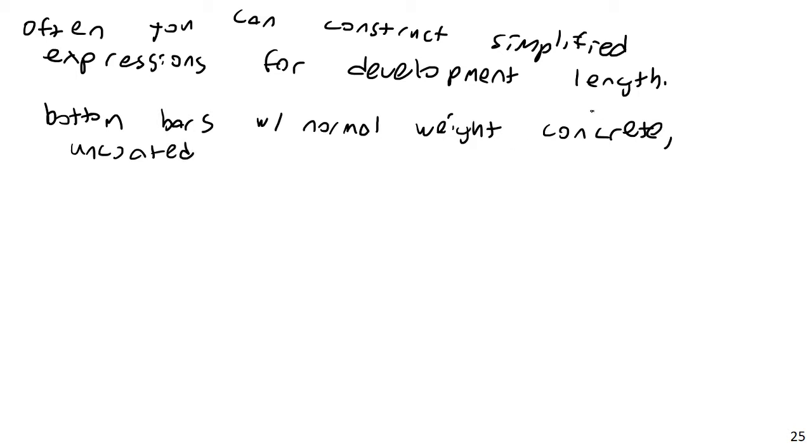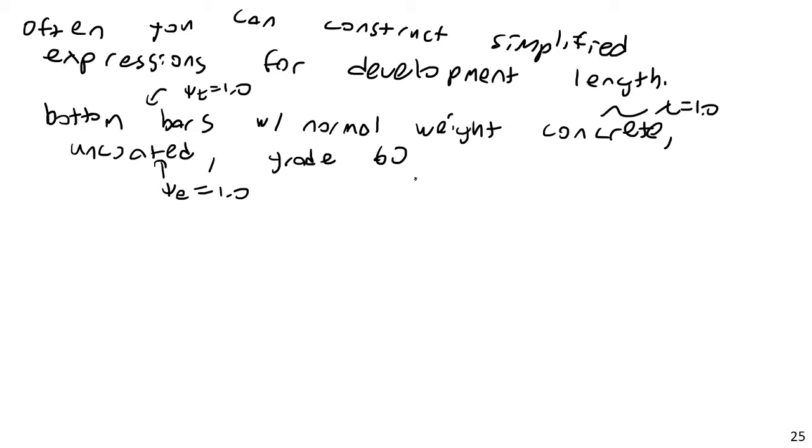So basically normal weight concrete means that lambda is equal to 1. Uncoated means psi e is equal to 1.0. And we have bottom bars, so psi t, the casting position factor, is equal to 1.0. And let's say you have grade 60 reinforcement.